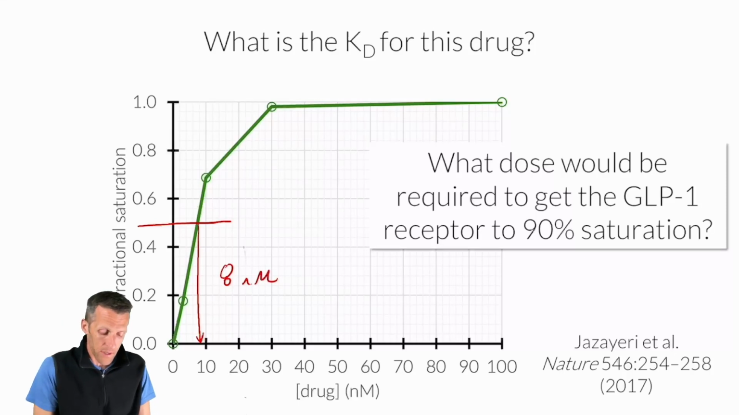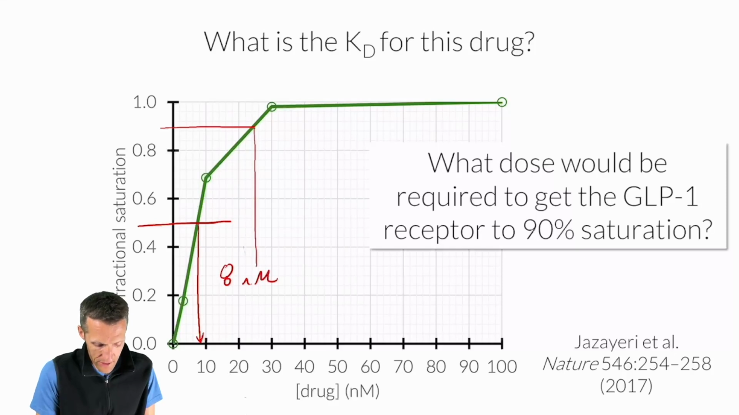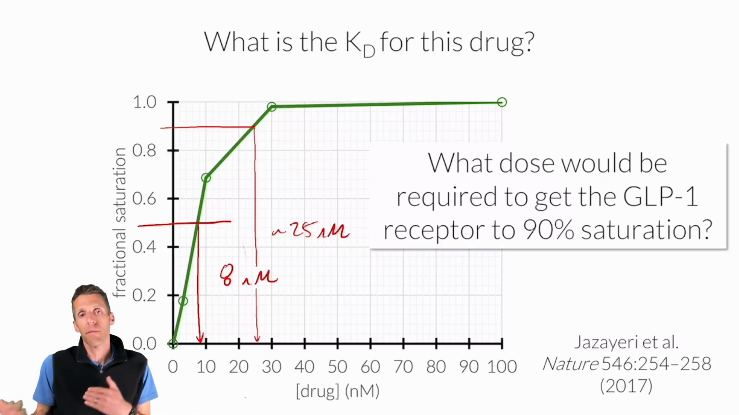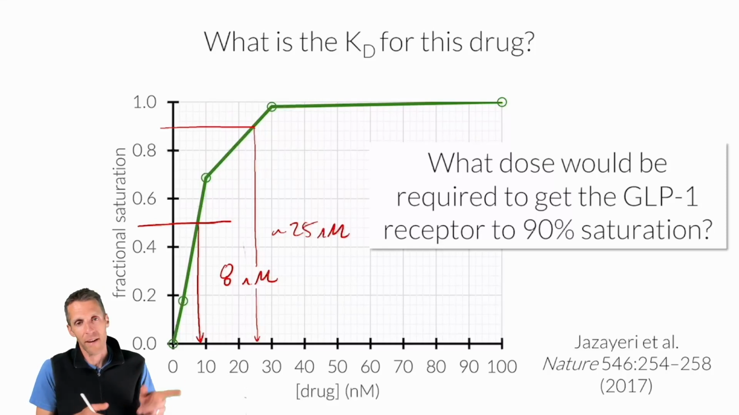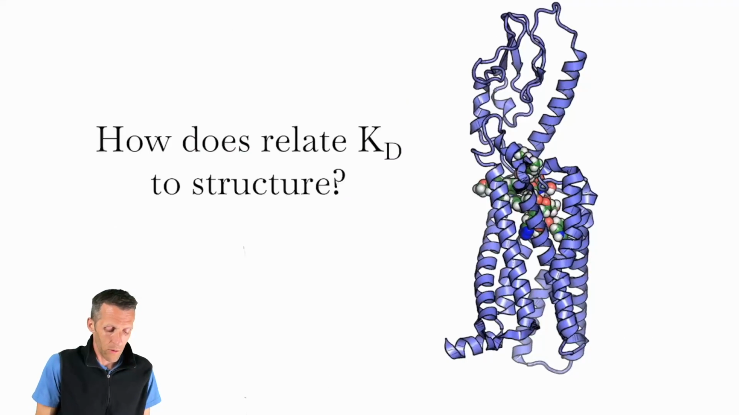The dose required to get 90% saturation. So for that, you go up here and you say, well, there's 90%. There's a 90% line. And if I follow this line down, see if I can actually draw in a coherent fashion, it's going to be about 25 nanomolar. So if we can get the drug in somebody's blood up to 25 nanomolar, we'll be at 90% saturation of the receptor. All right, cool.